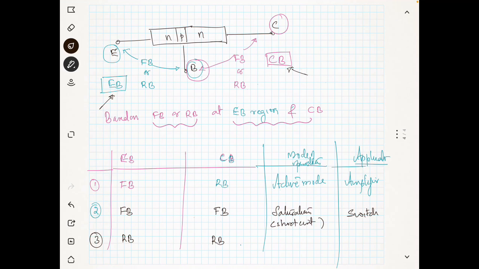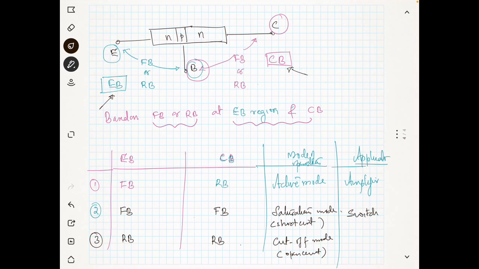So what is this? You can see here that if you give reverse bias to a diode, then it becomes an open circuit. If both junctions of a transistor are reverse biased, that means both junctions become open circuit. That means it is in cutoff mode. Okay, saturation mode and cutoff mode. This is saturation mode. So cutoff means this is open circuit.